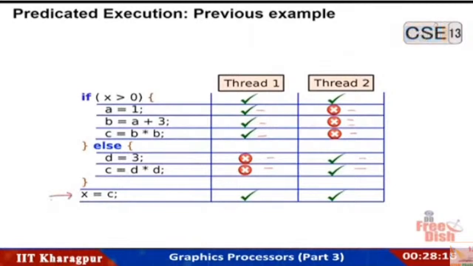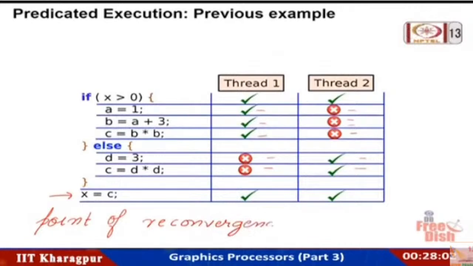And this is known as the point of reconvergence, because this is when thread 1 and thread 2 both start processing the instruction. So you can say that this is where the if statement kind of ends. So this is the point of reconvergence.